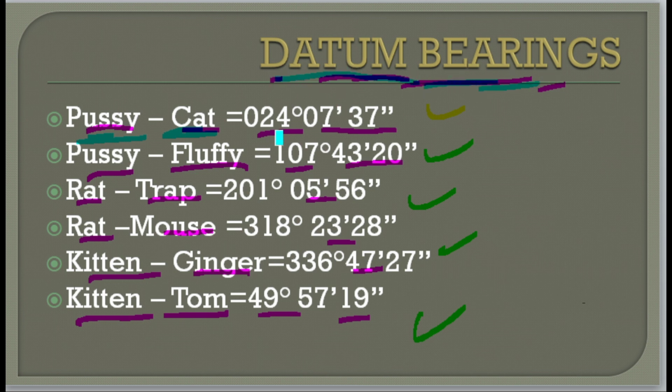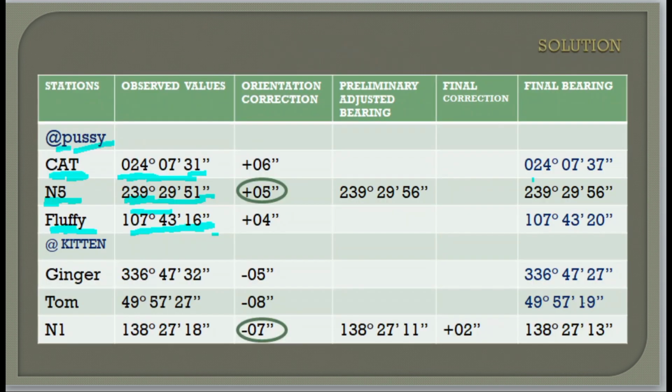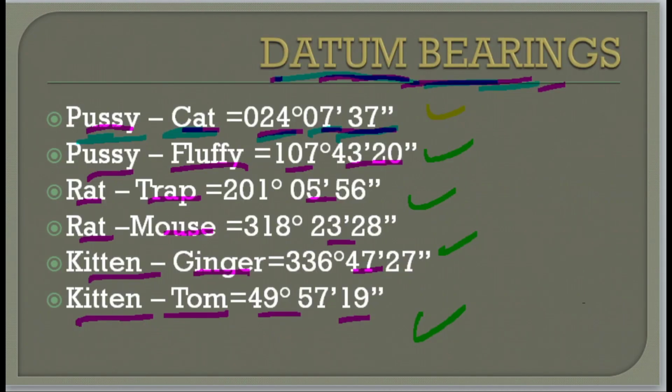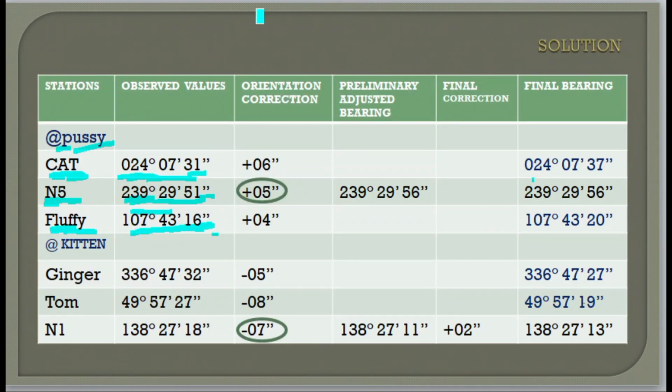That is the right datum that we are using. Then from the pussy to the fluffy, we have 107, 43, 20. Those are the right datum bearings. And we come here and we put that under the column where our final bearings are. So our final bearings are the bearings that are correct.